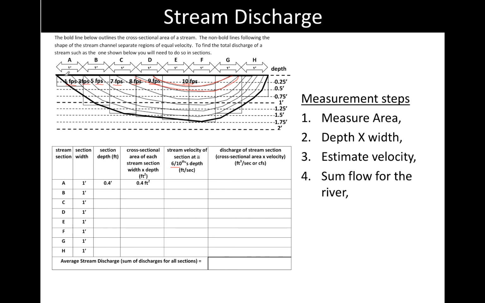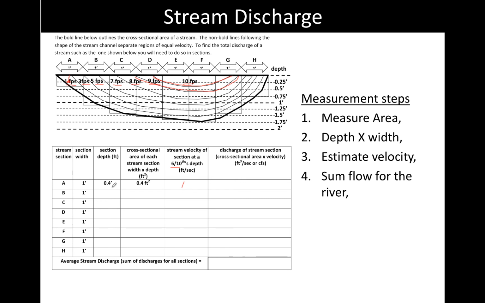So in this case, I would measure down and go to the middle of this thing of A, measure down to 0.25, and I would say, what field am I in? Am I in the 1 feet per second, 3, the 5, the 7? I'm in the 1 right there. So then this becomes 1 foot per second. No problem, right? That's pretty easy.